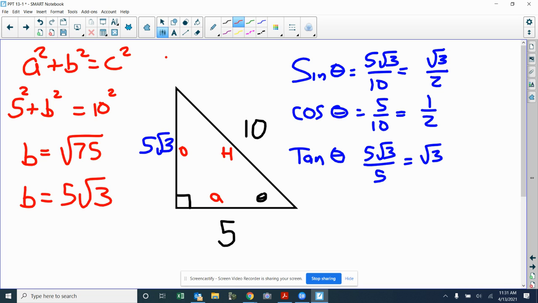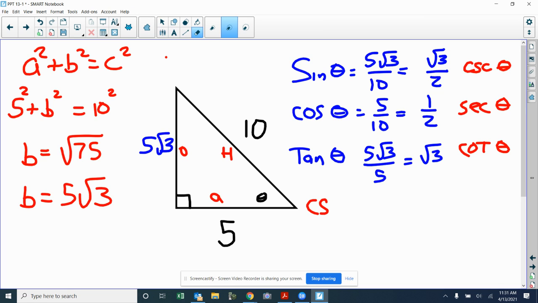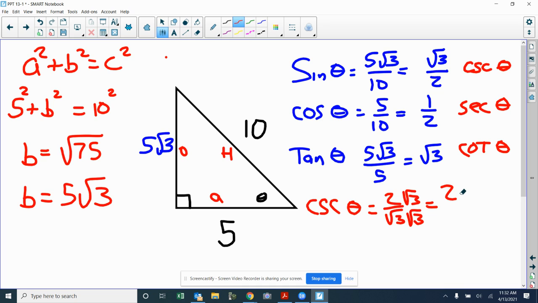Sine, cosine, tangent, cosecant, secant, and cotangent, okay? I'll write it down here then, because I really don't have room over there. Cosecant. Okay, we're gonna invert that, right? So what's that gonna be? 2 over the square root of 3. Okay, well, we have a radical in the denominator, what do we do? Rationalize. So it ends up being 2 square roots of 3 over 3. Gotta do that.